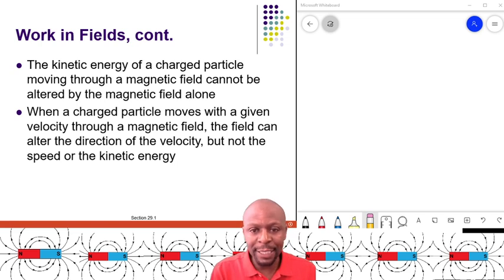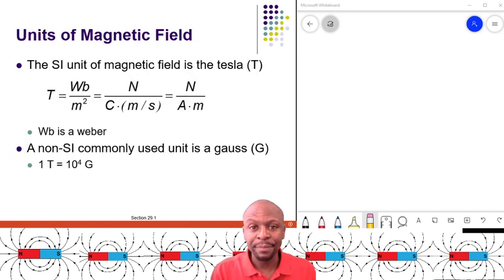When a charged particle moves with a given velocity through a magnetic field, the field can alter the direction of the velocity, but not the speed or the kinetic energy, right? Because the magnetic force does no work.